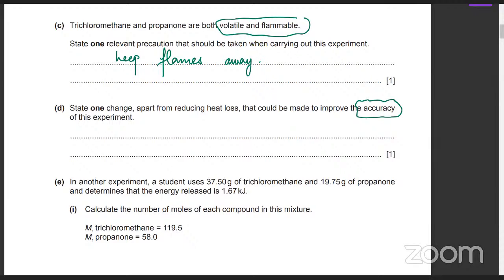Timing? Repeat the experiment? No, by repeating the experiment, you cannot improve the accuracy. I mean, there are two things: repeating the experiment and taking the average. That just proves that the results are reliable. There's a thing called reliable results. Reliable results are repeatable results.